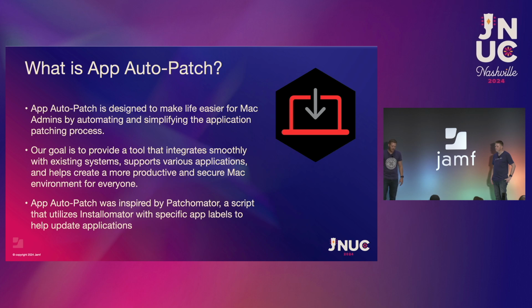So App Auto Patch uses Swift Dialog and Installomator as two integrations in the project. Swift Dialog is for end user notification, and Installomator is used to go through the discovery of applications and attempt to patch those applications. At the very beginning, App Auto Patch was heavily inspired by another project called Patchomator, which is a continuing project. And at App Auto Patch's core, it uses Installomator.